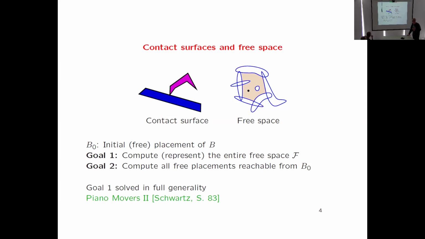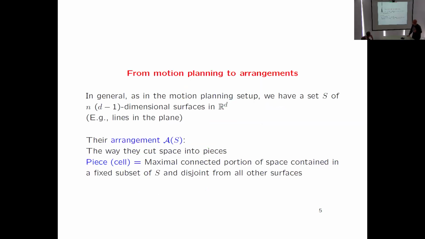The first goal, which is the more general one, has been solved in a paper called Piano Movers 2. It's the second paper in a sequence of papers I wrote with Jack Schwartz many years ago, and I'll say more about it later. But let me stop with robotics and move to geometry. So the setup that we face in the motion planning is that we have a collection of surfaces, these contact surfaces, for example, D-1 dimensional surfaces in D dimensions.